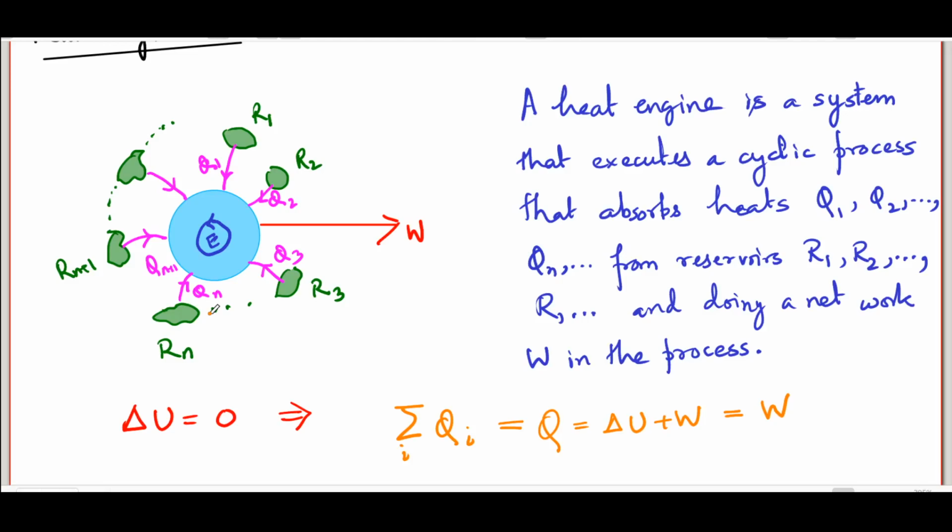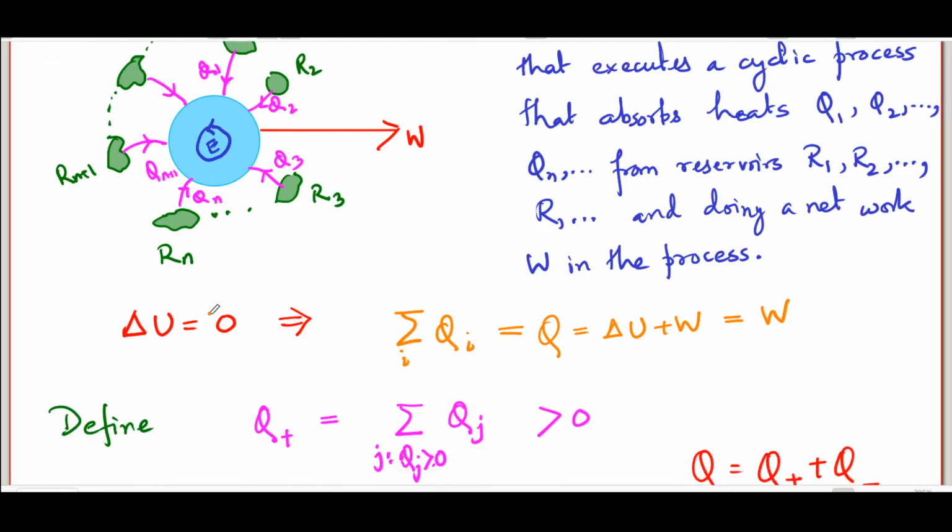Now, what we do next is split up the total amount of heat going in, this net heat Q, into two pieces. The piece which is actually going in and the piece which is actually coming out. So, you define Q plus as a sum of all the Qj's, where Qj is actually positive. These are actually heats which are flowing into the system. And this by definition has to be a positive number.